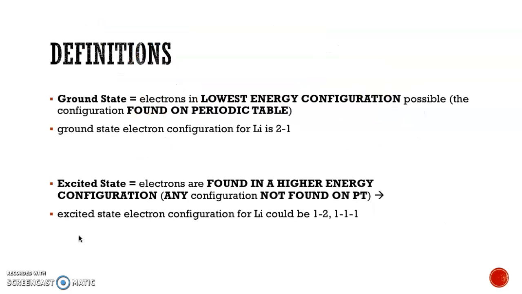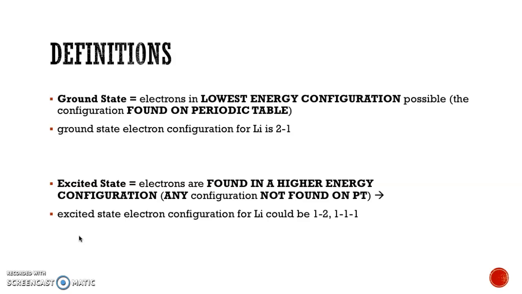So ground state is electrons in the lowest energy configuration possible. This is an electron configuration that you can find on the periodic table in your chemistry reference table, right? For example, the ground state of the electron configuration for lithium is 2,1. This is what I see on the periodic table.